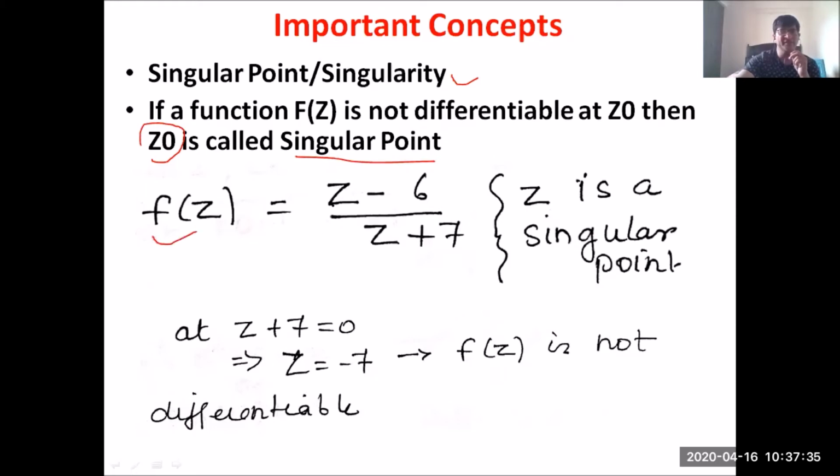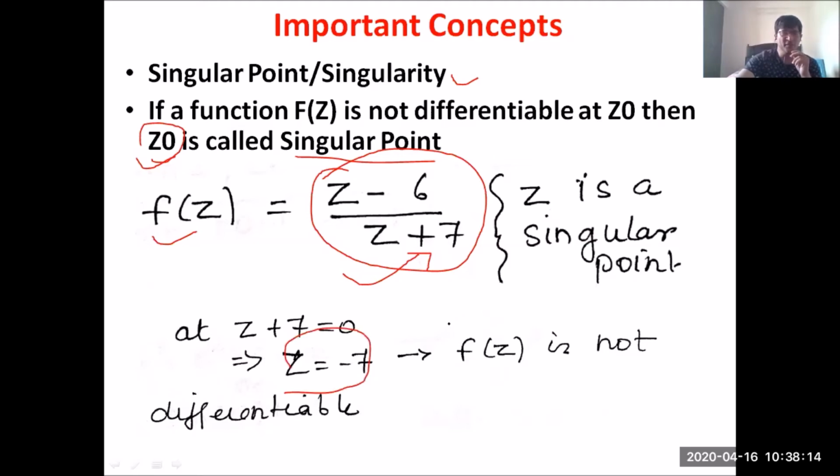Suppose f(z) is given as (z minus 6) divided by (z plus 7). What we need to do is define a point z0 at which we cannot differentiate this function. Very obviously, if we make the denominator 0, then we would not be able to differentiate this function. So we look for a point z0 at which the denominator can be equated to 0. The simplest way is to equate z plus 7 to 0, and we get z equal to minus 7.